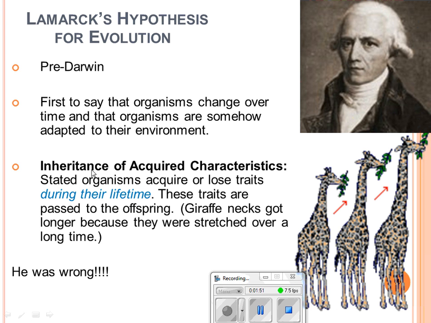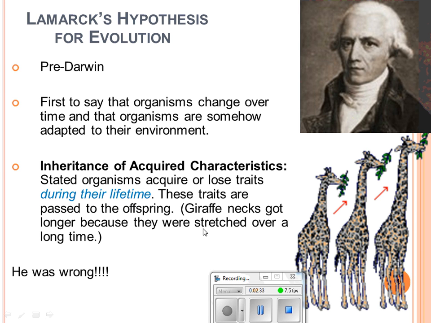His belief was that things changed through what was called the inheritance of acquired characteristics. And what that meant was that organisms acquire or lose traits during their lifetimes, and those acquired traits are passed on to your offspring. So, for instance, if you cut your finger off at some point in your life, you had acquired the characteristic of being fingerless. And so, according to him, you would then pass on that fingerless trait to your offspring. Giraffes are the same way. Giraffes' necks got longer because they stretched over long periods of time. They acquired a long neck over time.